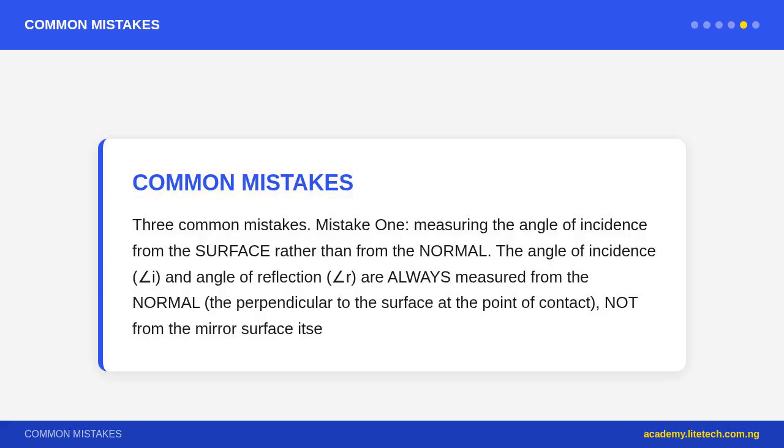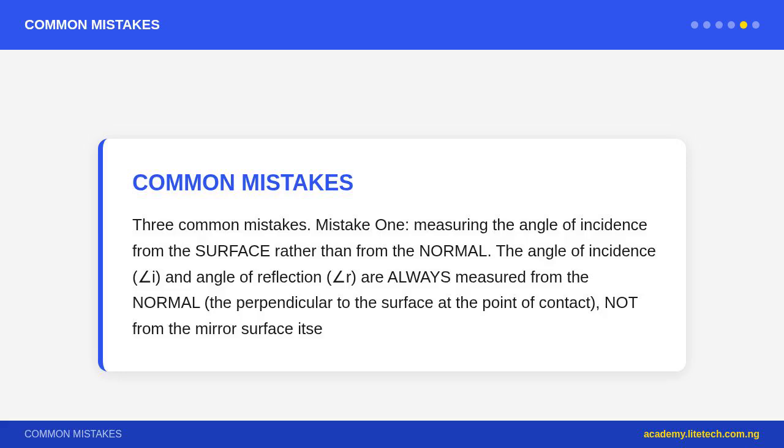3 common mistakes. Mistake 1. Measuring the angle of incidence from the surface rather than from the normal. The angle of incidence, theta i, and angle of reflection, theta r, are always measured from the normal, the perpendicular to the surface at the point of contact, not from the mirror surface itself. If the normal is at 90 degrees and the ray hits at 30 degrees from the normal, then theta i equals 30 degrees, not 60 degrees.